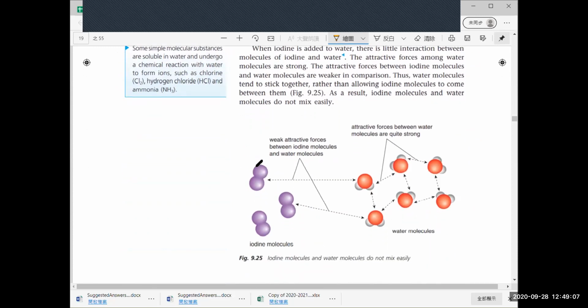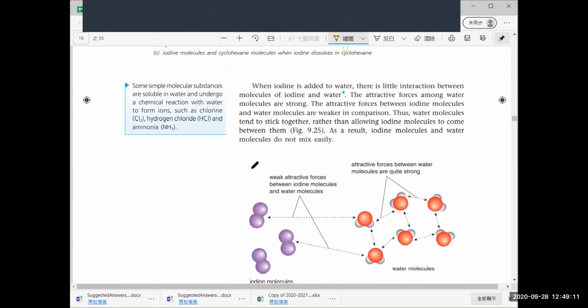So that's why iodine can dissolve in non-aqueous solvent. Remember, between the non-aqueous solvent molecules it is still held by van der Waals forces, and when you mix the two, solvent and solute, they are also held by van der Waals forces, which is of similar strength as in the pure substances.